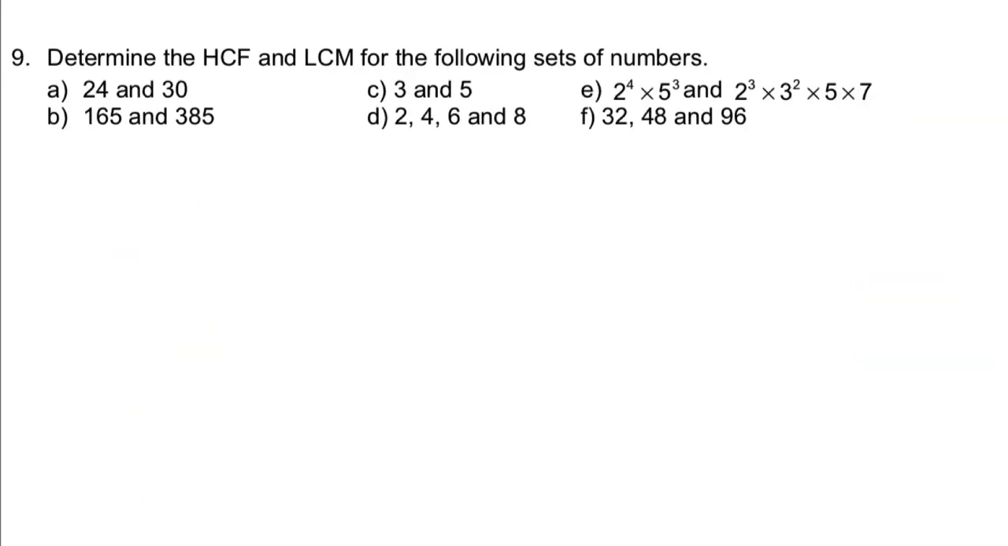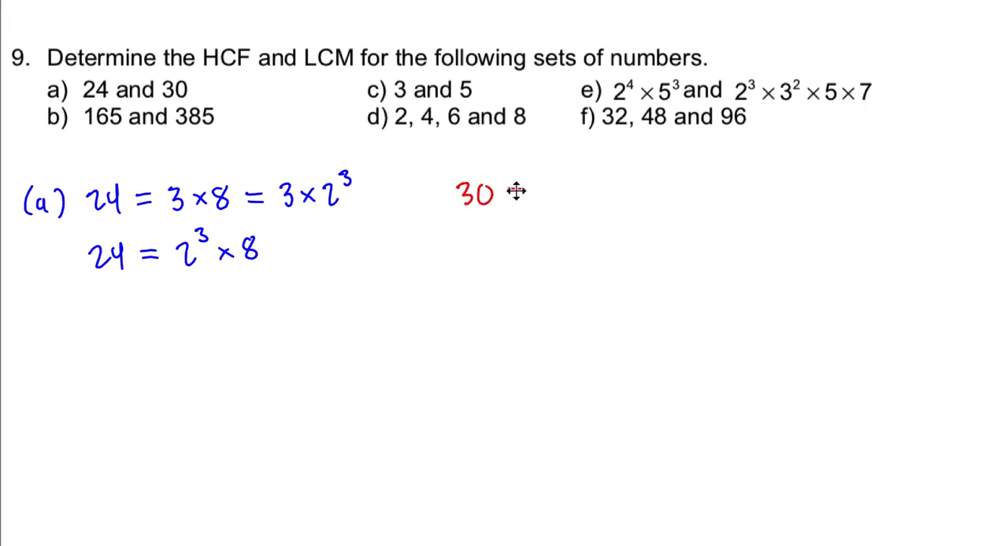The last question is giving us lots of practice working with prime factorization, as well as the highest common factor and the least common multiple. So we will do a couple together. 24 is 3 times 8, or 4 times 6, or 2 times 12. And 8 is 2 cubed, so we know that 24 is equal to 2 cubed times 3. Then the second number, 30, is equal to 3 times 10, and 10 is equal to 2 times 5, so altogether we have 30 is 2 times 3 times 5.